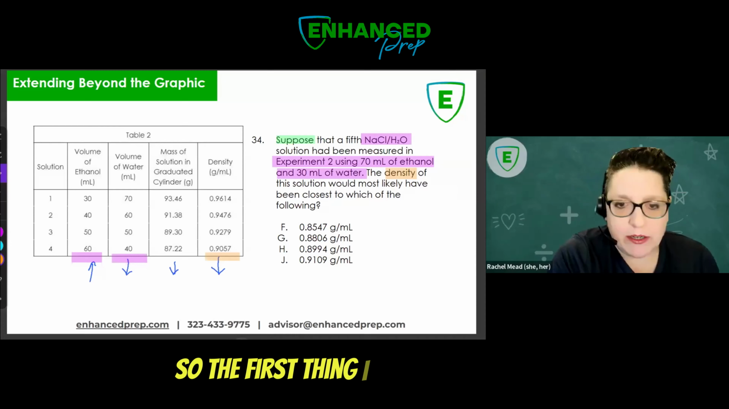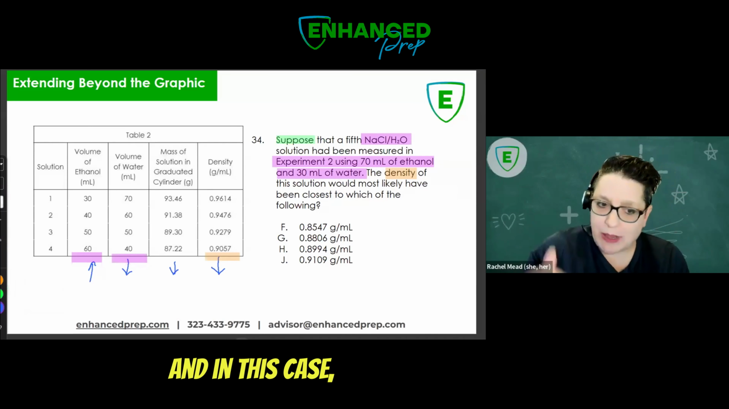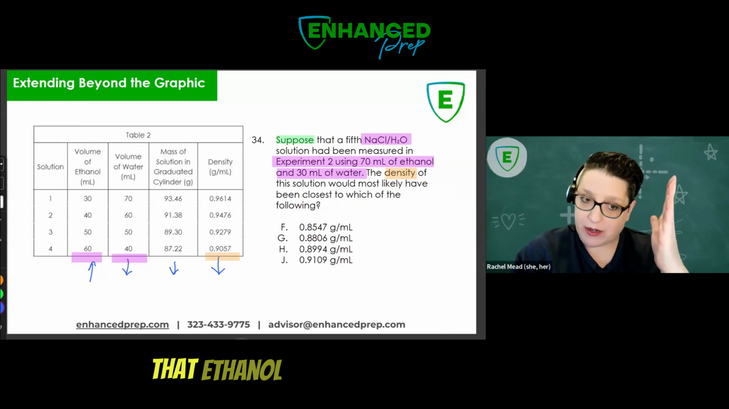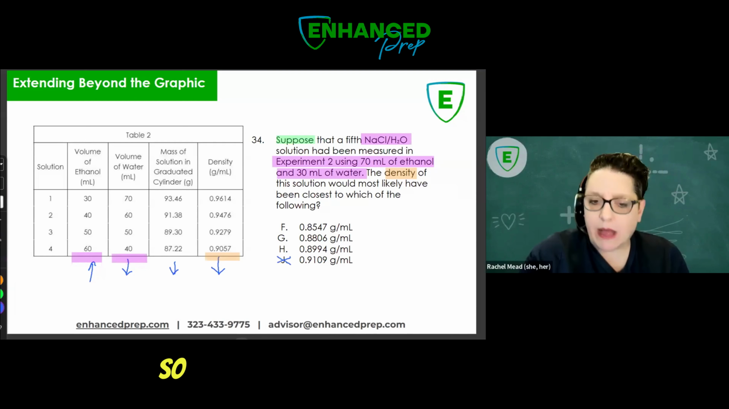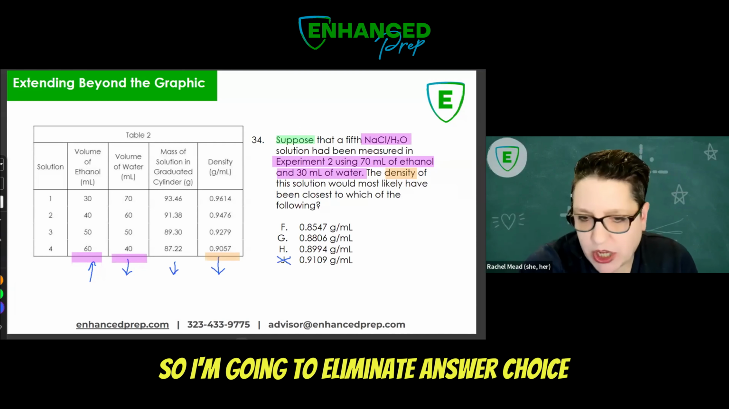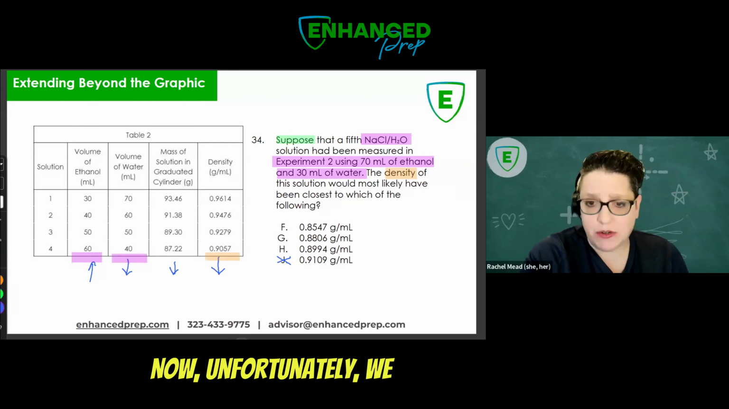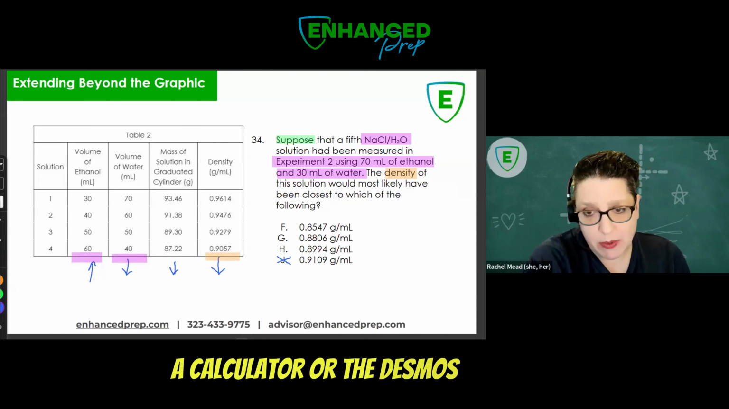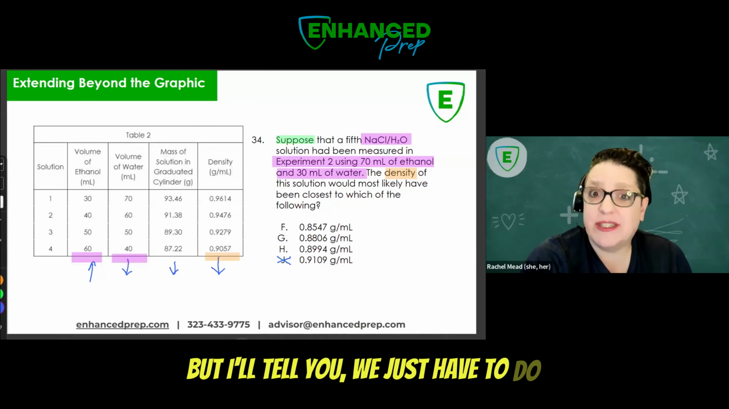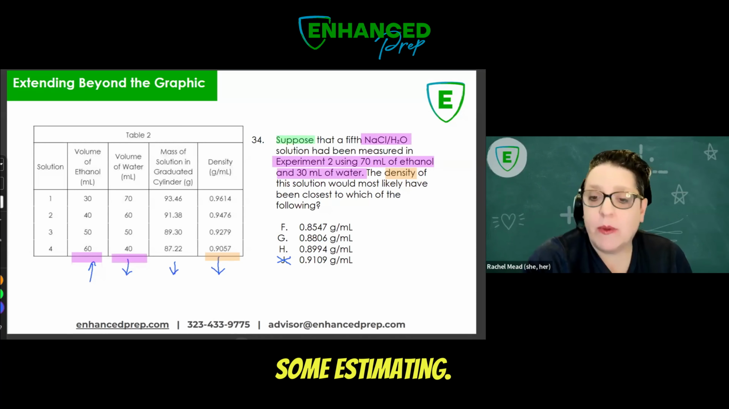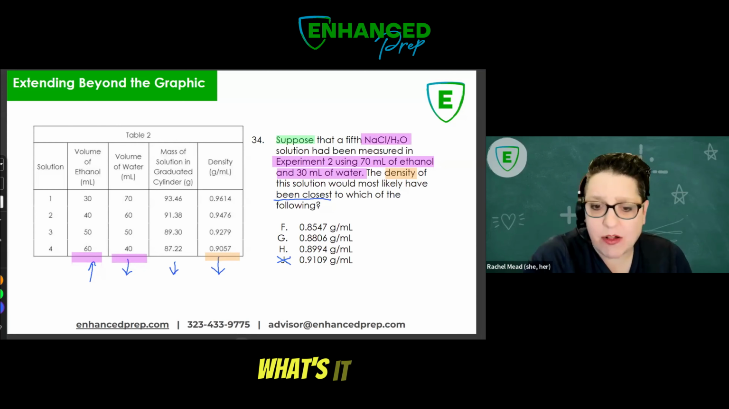So the first thing I want to do is get rid of any answer choices that I know it's not. And in this case, based upon my trend, as that ethanol goes up, as that water goes down, my density needs to go down. So I'm going to eliminate answer choice J because that's not following my trend. Now, unfortunately, we do not get to use a calculator or the Desmos app when we're in the science section. But I'll tell you, we just have to do some estimating. We don't have to worry about being exact, especially when it's saying what's it closest to.